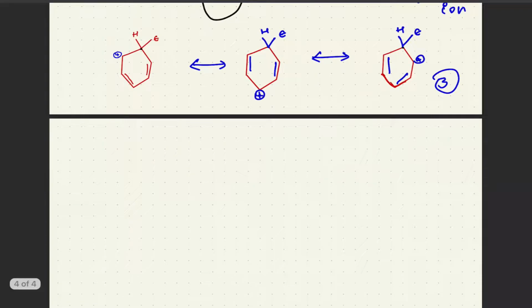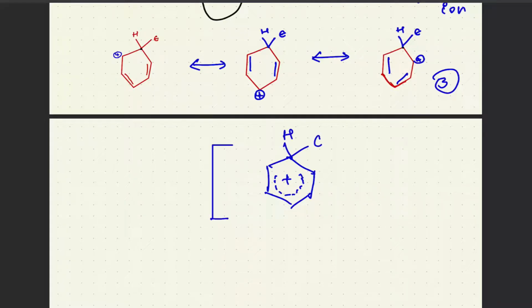Now, the final structure that we can assume is the actual structure, something like this. The plus is distributed among all these bonds, and there's H, and there's E, the electrophile that has attacked. So this is known as the sigma complex or arenium ion.